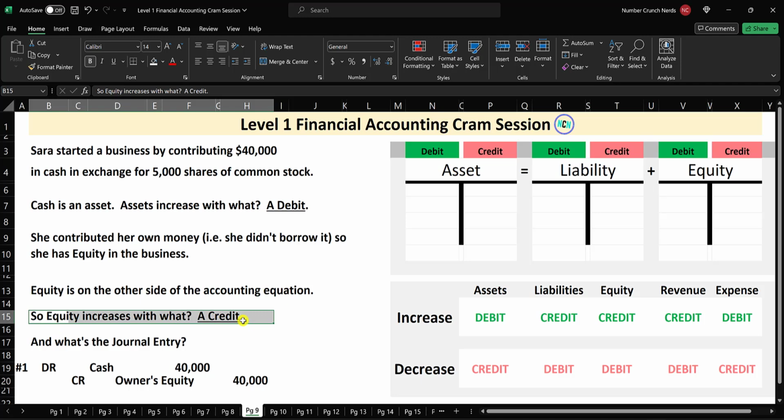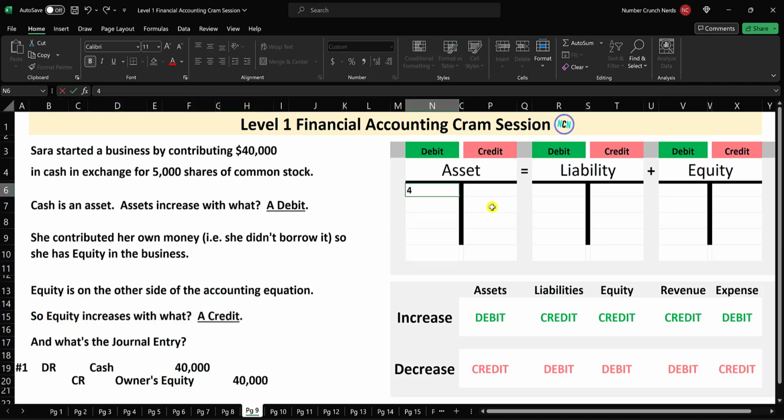A credit. Let's put it in the accounts over here. She contributed cash, $40,000, debit, the asset. The other side of the entry, because it's her own money, not borrowed money, is equity. If assets increase with a debit, then equity increases with what? A credit. Notice how I put them in the accounts here. This is the debit side of this account. This is the credit side of this account.